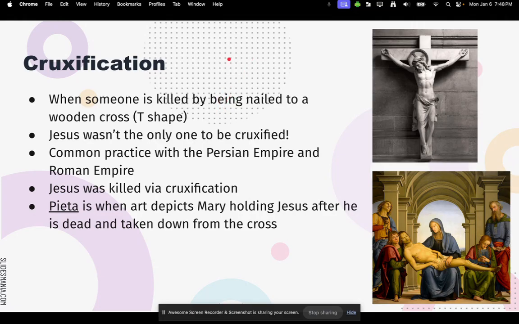There's also the crucifixion. That is another Christian term, but it's also more of a historical term, because that is when someone is killed by being nailed to a cross, which would be made out of wood in a T-shape. Jesus was not the only one in history to be crucified. This was a very common practice with the Persian Empire as well as the Roman Empire. Jesus was killed via crucifixion. In Renaissance art, you will see the Pieta a lot. A Pieta is when art depicts Mary holding Jesus after he's dead and taken down from the cross. You will see that in the video.